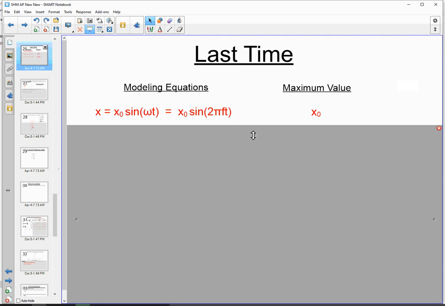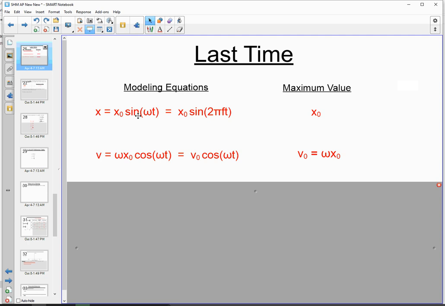And our first equation is x equals x0 sine omega t. The only difference is over here, we've put in 2 pi times the frequency for omega, where x0 here is the maximum amplitude. So x0 is the same as A.